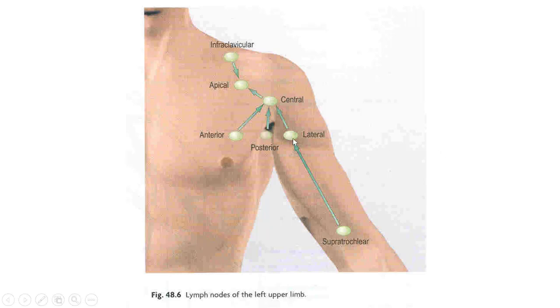The lateral group. The nodes of the lateral group lie along the upper part of the humerus, medial to the axillary vein. They receive lymph from the upper limb.